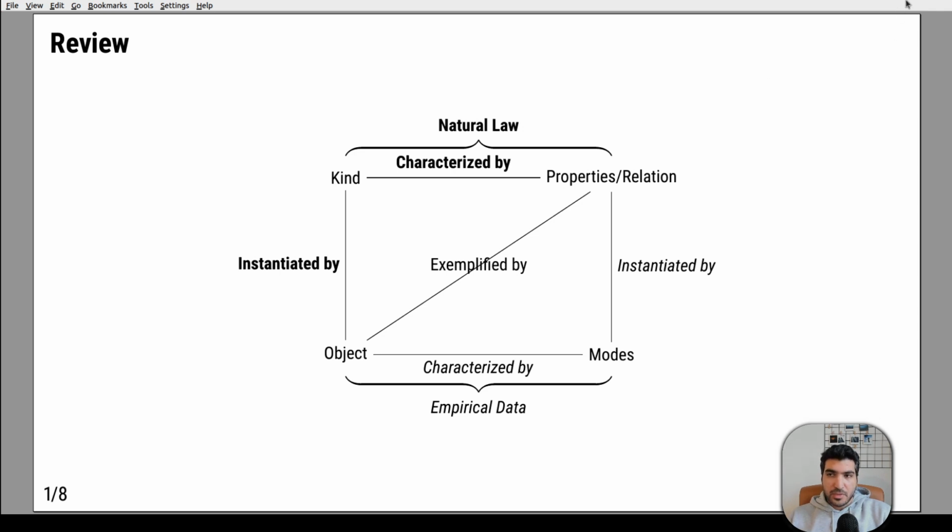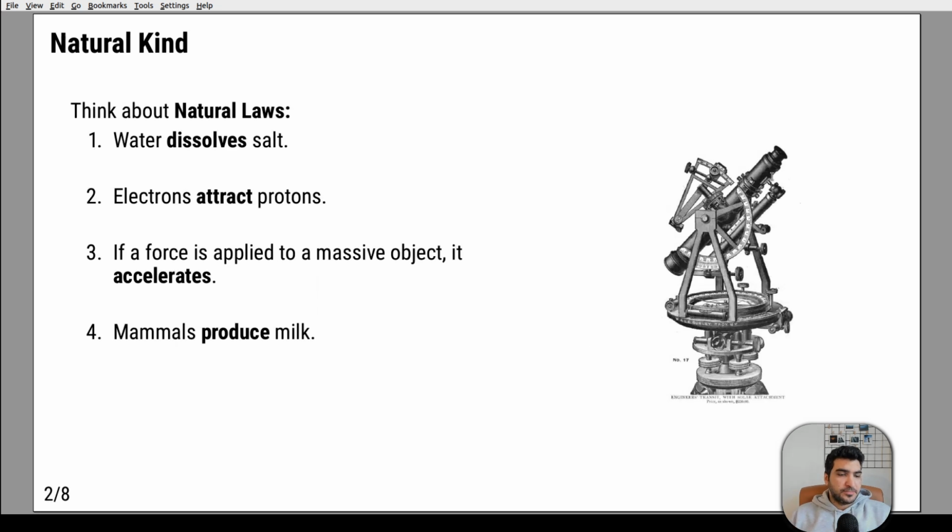Today, I will talk about a different language, but an equivalent one that we will be using, and that's a language of power. When I get to that point, I will explain it in more detail, but for now let's go back to what we already know about natural laws. So let's look at these four natural laws. One is that water dissolves salt, electrons attract protons, if a force is applied to a massive object, it accelerates, and mammals produce milk. These are all natural kinds. This is the characterization of a natural kind with a property.